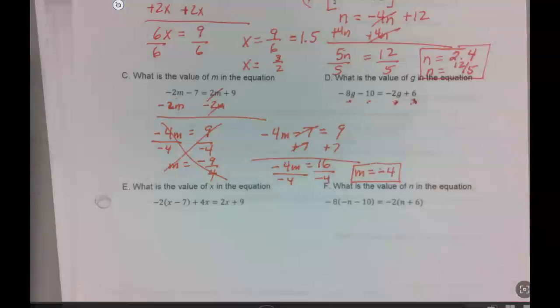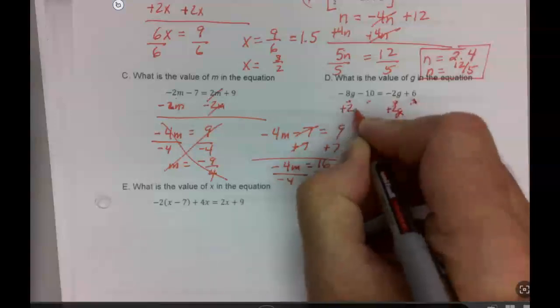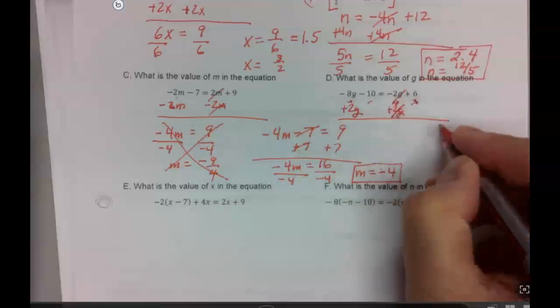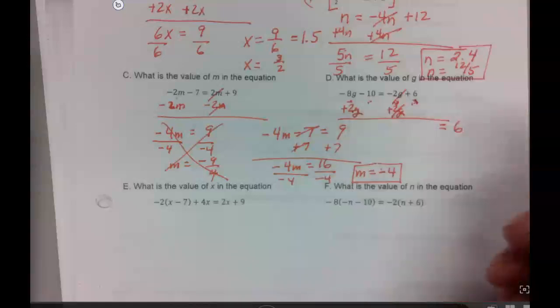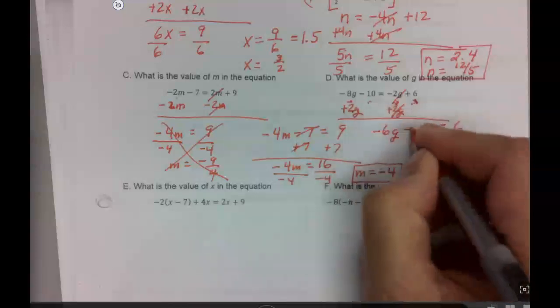Add 2g to both sides. Very good. So that gives me, cancel, 6. And what's negative 8 plus 2 give me? It's at negative 8 degrees and it goes up 2. What would that give me, Sean? Very, very good. Negative 6g plus I have that negative 10.